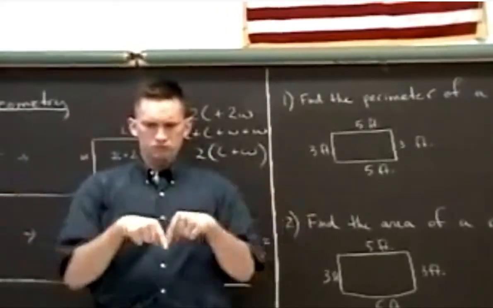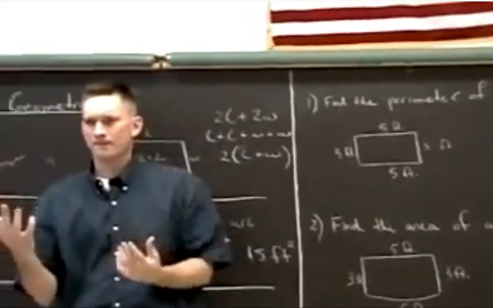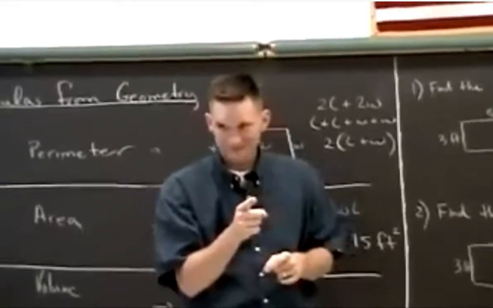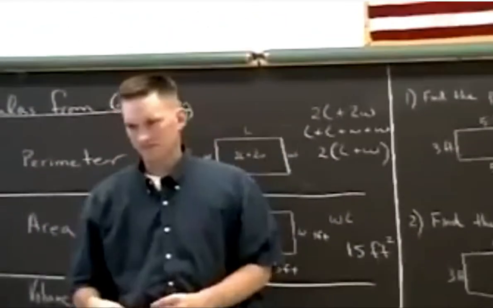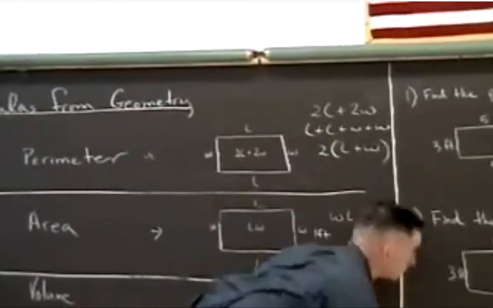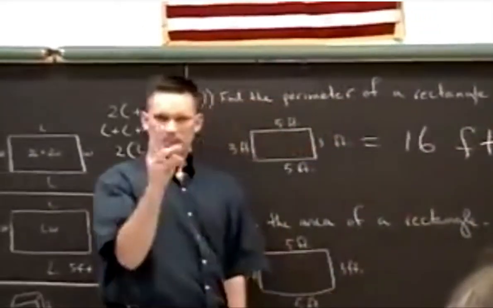So find the perimeter in this example. Add up all those and tell me how much do we get. 16, right? And how do we know that? Because we added them all up, right? We added 3 plus 3 plus 5 plus 5, which gives us 16.